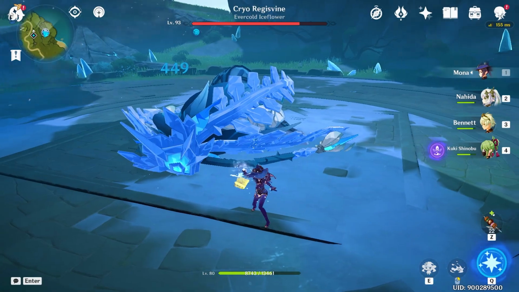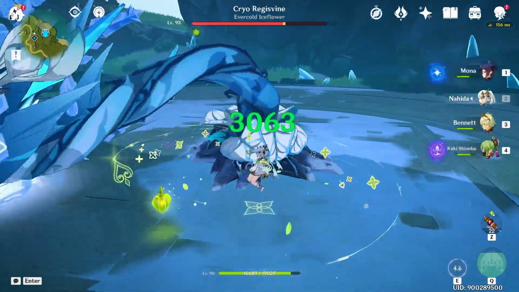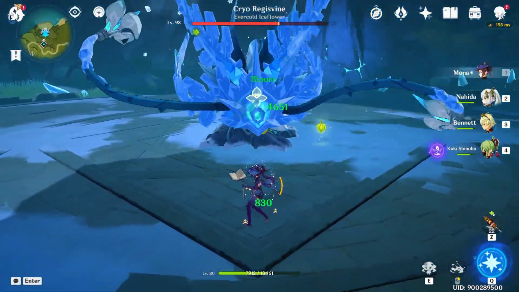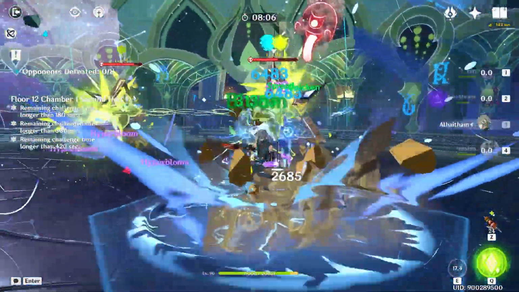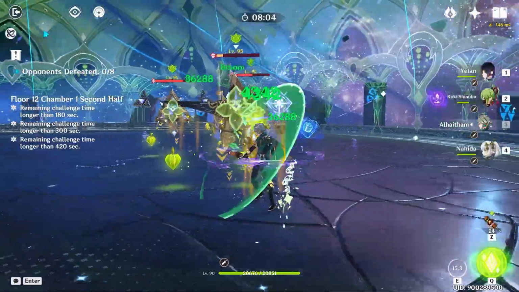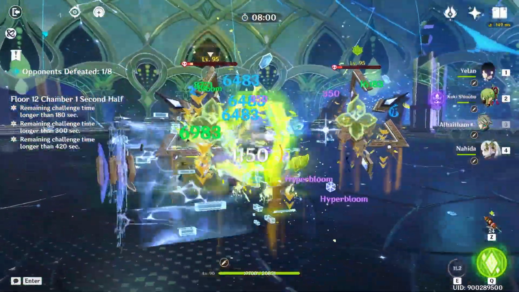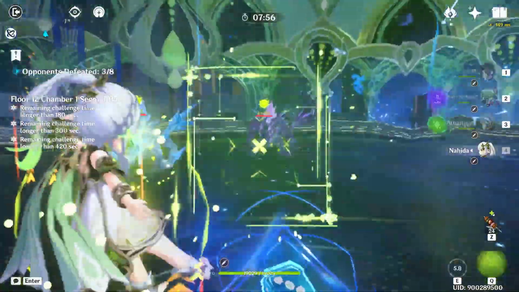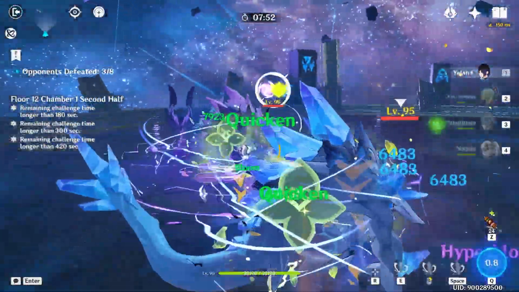Next is Bloom and its two co-reactions, Hyperbloom and Burgeon. Bloom is the elemental reaction triggered by inflicting Dendro on a target that is already affected by Hydro or vice versa. This reaction produces a Dendro core which stays on the field for up to 6 seconds and has different effects based on if Pyro or Electro or neither is applied to it before its duration expires. Only 5 Dendro cores can exist at a time, and producing more than 5 Dendro cores will cause the oldest ones to expire immediately. If a Dendro core's duration expires, it will explode, dealing AoE Dendro damage in a 5 meter radius to both enemies and players.